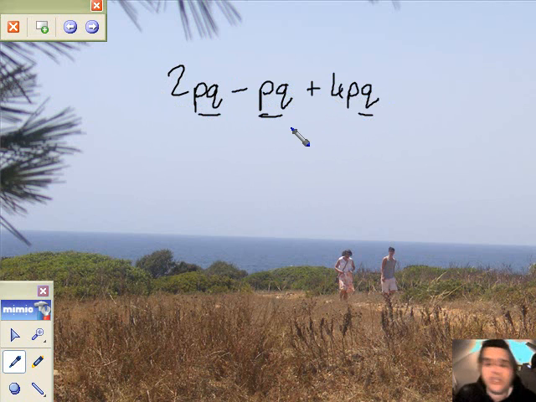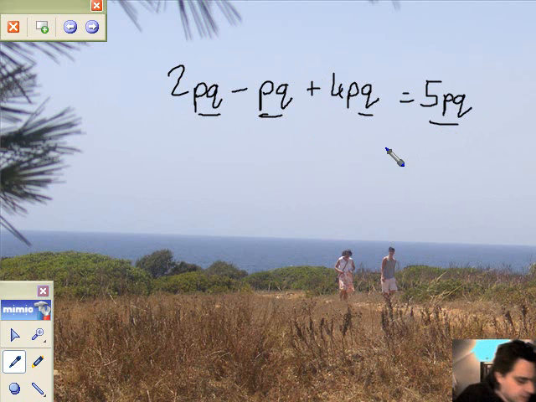Even if they wrote it as QP, it will be exactly the same, because 2 times 6 is 6 times 2. It doesn't make any difference which way around you multiply. So, 2 of them, take away 1 of them, leaves me 1 of them, and 1 plus 4 leaves me with 5 of them, and they are P times Q. That's that. Let's do this one here, 3h.